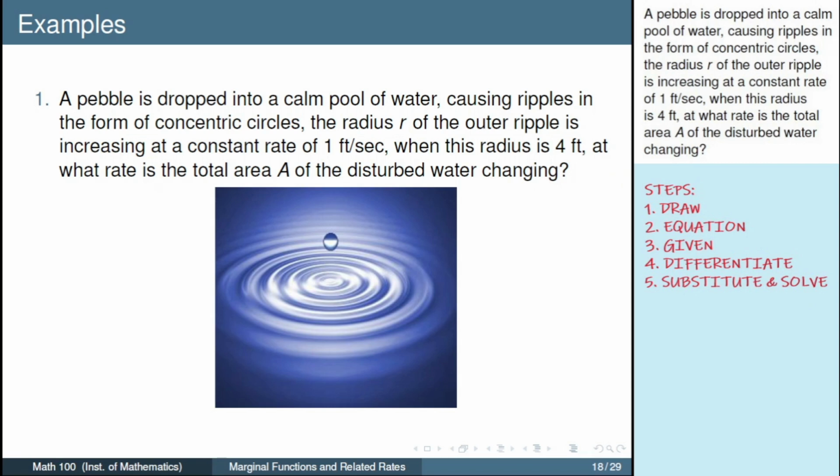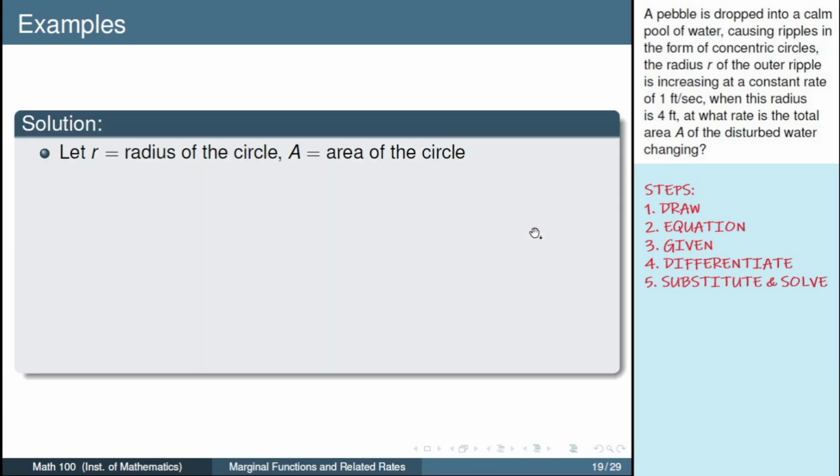Okay? So, dito sa problem na to, ito na yung illustration natin. So, basically, you have concentric circles. But in our problem, ang variables lang na concern tayo would be the radius r of the outer ripple and yung total area A of the disturbed water. And yung total area A natin would basically just the area of our outer ripple. So, we have this. So, let r be the radius of the circle and A be the area of the circle. So, yung second step natin will to get an equation that relates A and r.